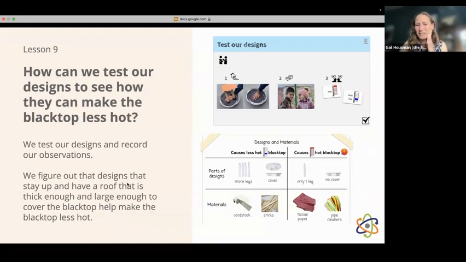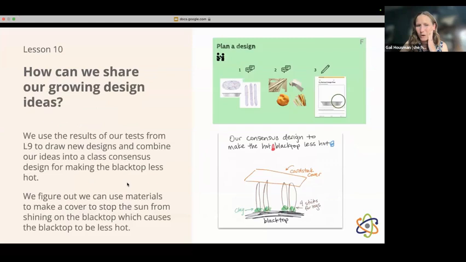And then that brings us to lesson 10, where we're like, okay, we think we've solved it, right? We've got all these test results, and we've got this great chart of all our test results, and we can combine the ideas that we had from each person's designs that worked and come up with a design that we think is going to be the best.